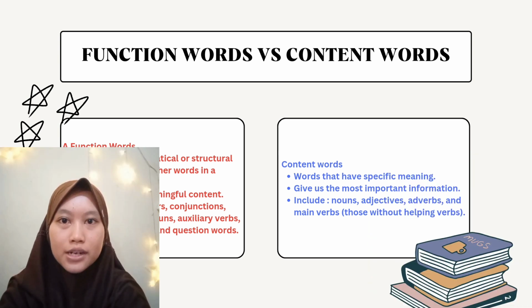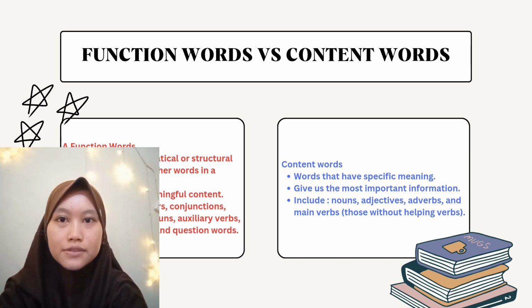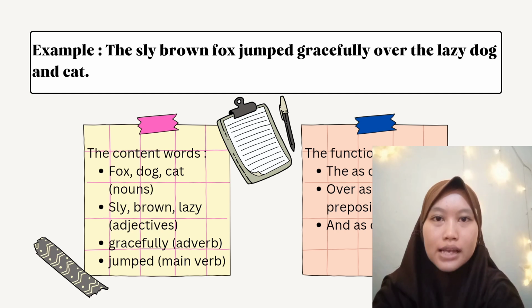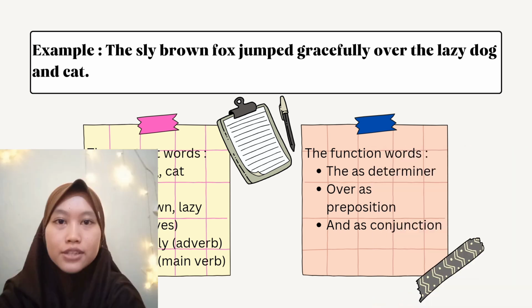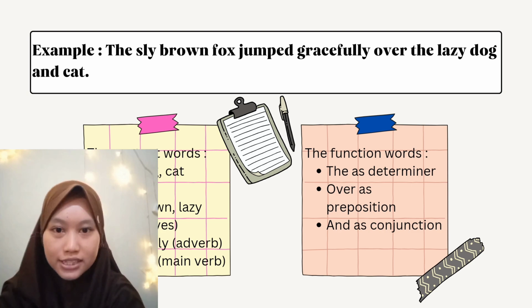A content word is a word that has specific meaning. In other words, content words give us the most important information. Content words include nouns, adjectives, adverbs, and main verbs. Example: the sly brown fox jumped gracefully over the lazy dog and cat. The content words are fox, dog, and cat as nouns, sly, brown, and lazy as adjectives, gracefully as an adverb, jumped as a main verb. The function words are the as determiner, over as preposition, and and as conjunction.